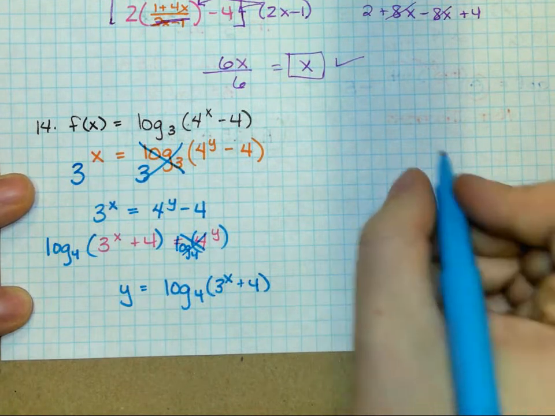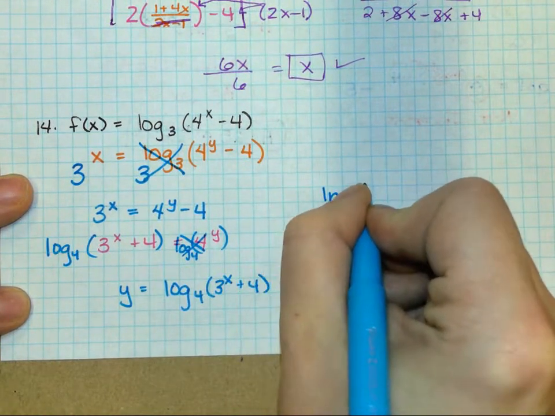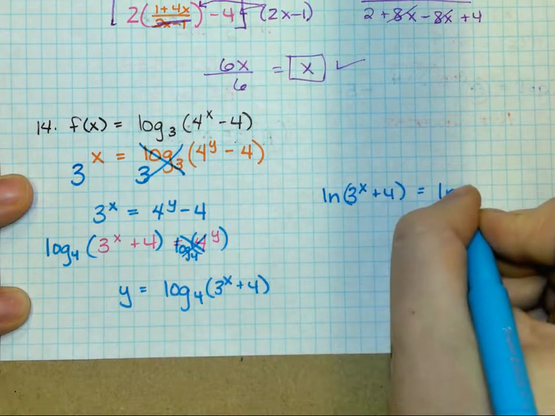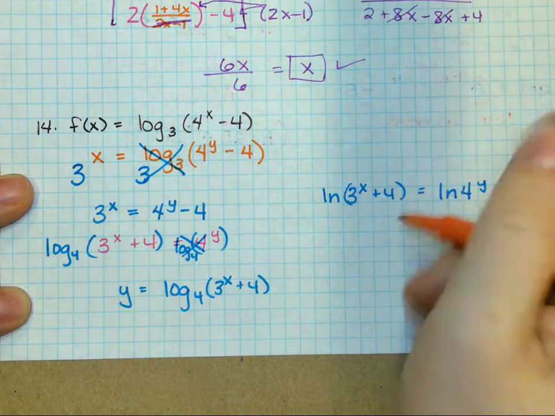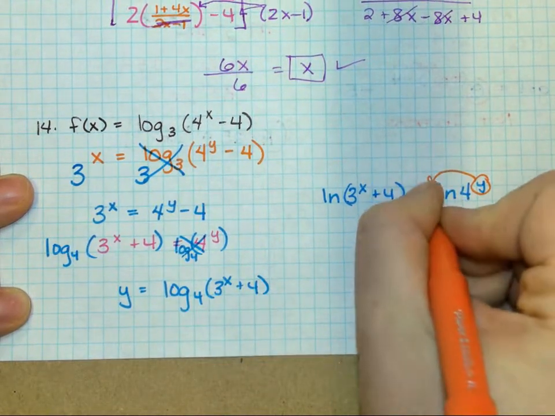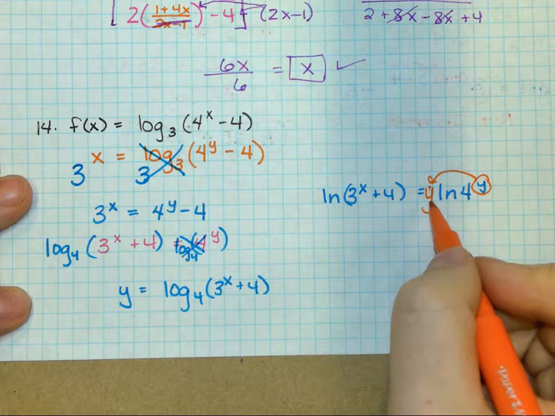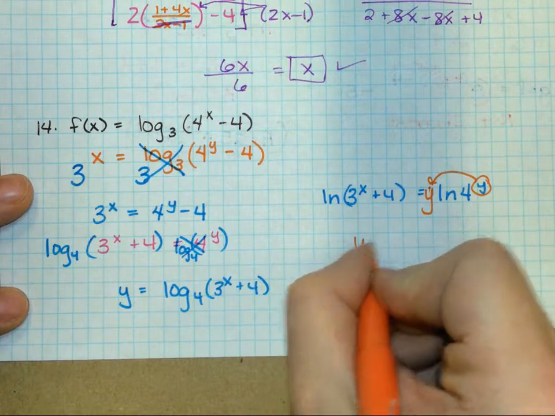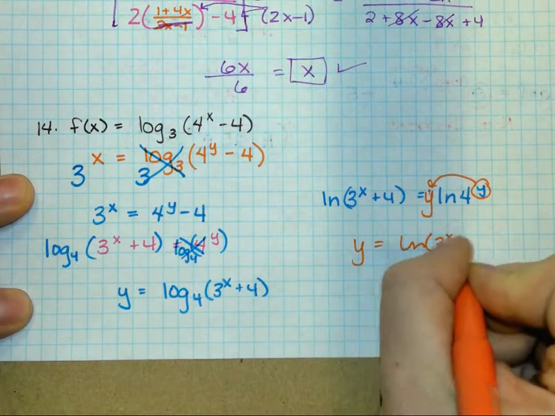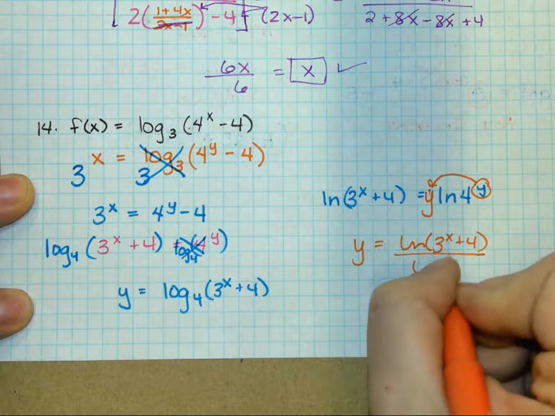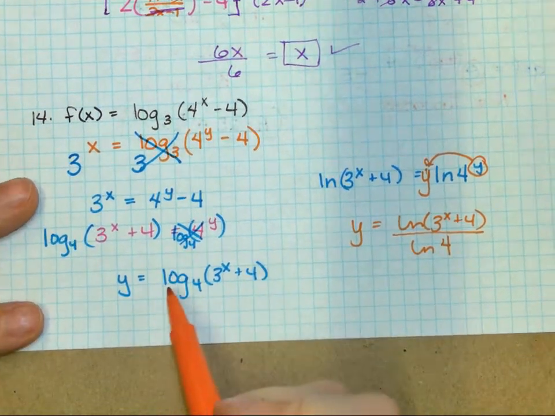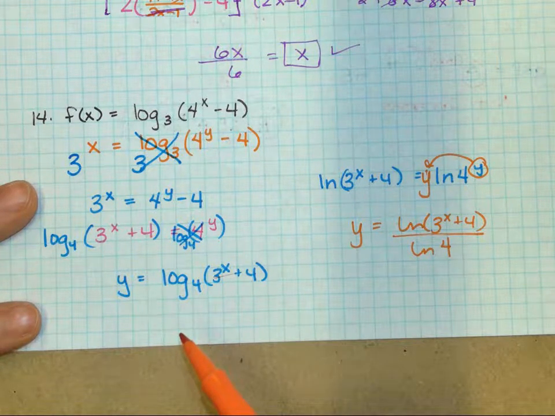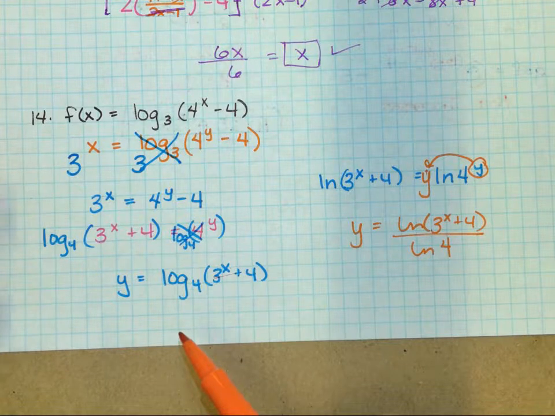If we had done it the other way, if I had taken the ln of both sides, the y would have come down in front for this one. And then to get the y by itself, what would you need to do? Divide by ln 4. Which is actually exactly what you get when you do change of base. ln of the big divided by ln of the little. Good question.